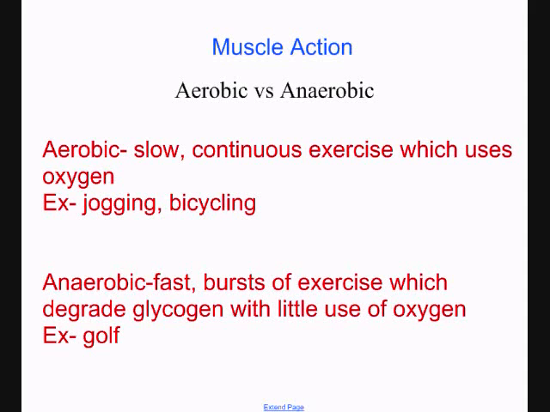Anaerobic, conversely, is exactly the opposite. Those are fast bursts of exercise. They degrade glycogen right away, but they don't really have time to incorporate oxygen in the whole pathway of cellular respiration. I hate to admit it, I'm a golfer, and golf, unfortunately, is a good example of anaerobic. You get in the cart, you drink a beer, you get out there, you hit the ball, bang, a little burst of energy, and then you get back in the cart and drive to the next hole. So fast bursts of exercise would be a good example of anaerobic exercise.